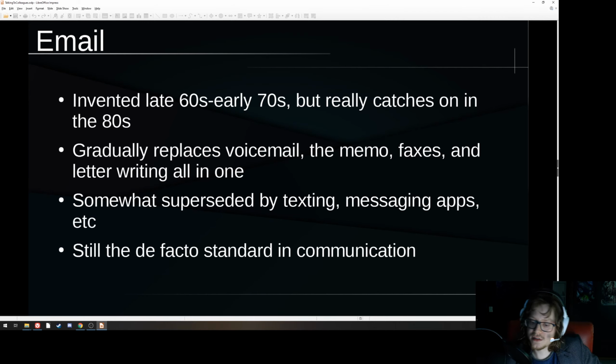They all get replaced by email. But today, as most of you know, people don't email that much. There's usually texting or messaging apps. Usually within your organization, there's some kind of messaging app. It might be like Discord. It's usually Slack in the tech industry. It could be some kind of Hangouts style thing. But those are the messaging apps of the future. Still, email today is the de facto standard in communication.